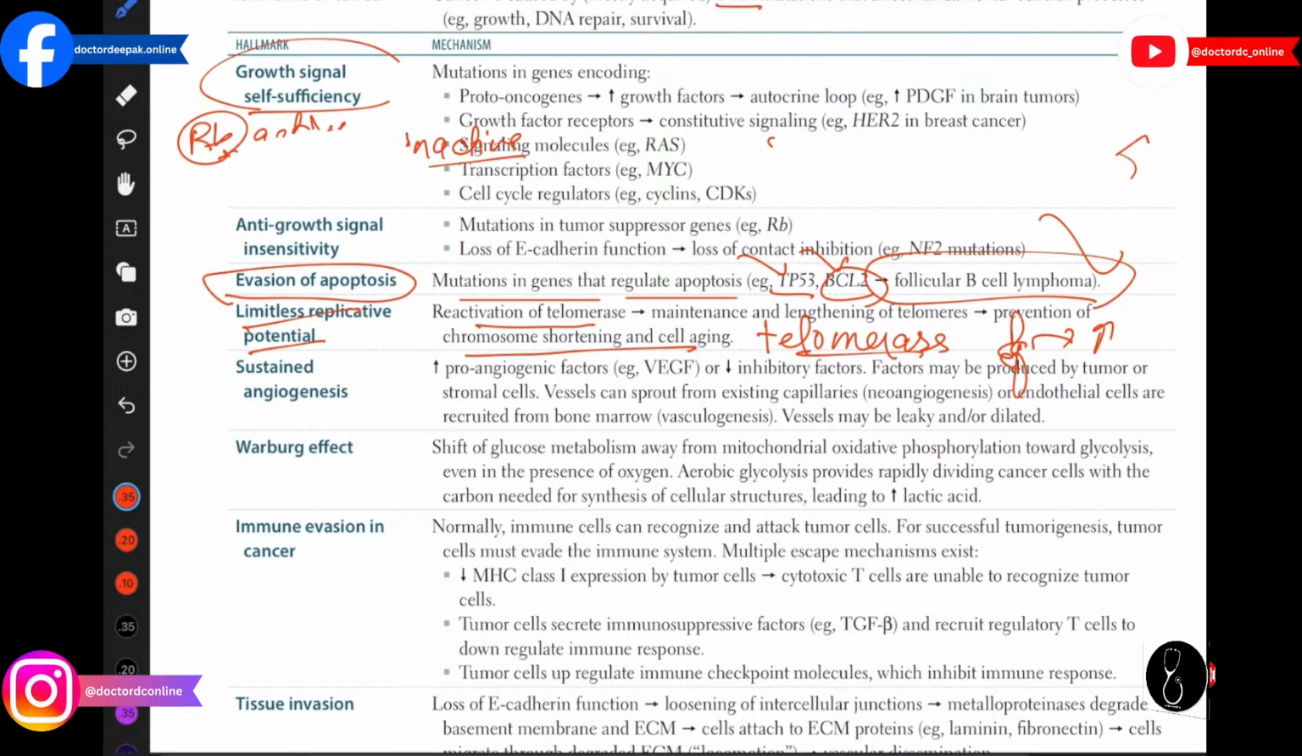Cell aging can be detected by the telomeres, but in cancer there's a reactivation of telomerase to divide. There's a prevention of chromosome shortening and cell aging. So the cell can always stay young and it will divide and divide as much as it can. Females use botulinum, Botox, for the anti-aging process, but cancer cells use telomerase reactivation to prevent chromosome shortening and cell aging. Understand?